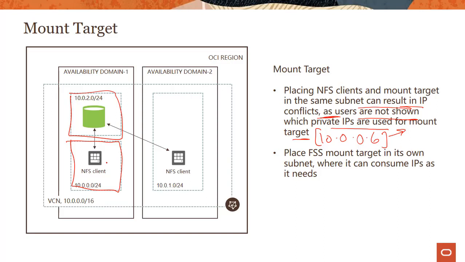Now, it's not a requirement, but it's a good idea to place the FSS mount target in its own subnet, the file storage service mount target in a subnet where it can consume IPs as it needs, right? So create its own subnet and let it run there, instead of having a single subnet where you put the mount target as well as the instances. But again, keep in mind, there is no hard rule which says you cannot do that. You absolutely can do it. It's just a good best practice to separate them out.